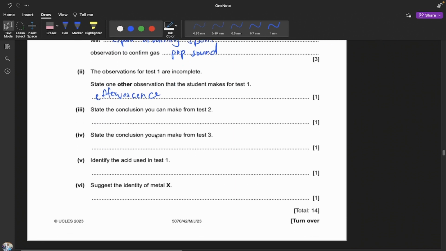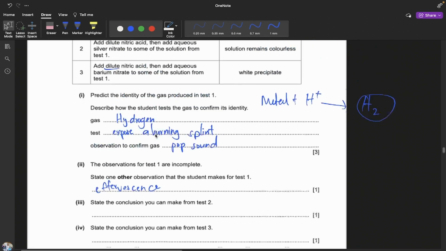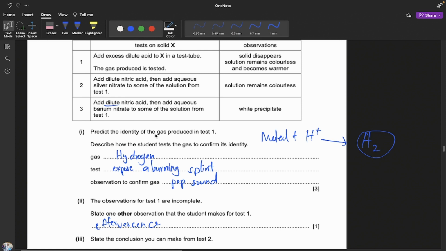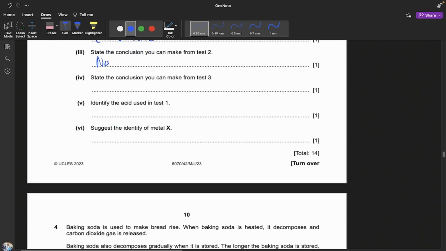Okay. Next. State the conclusion you make from test 2. What is test 2? Adding nitric acid and then adding aqueous silver nitrate to the solution from test 1. The solution remains colorless. You can say no halide ions present. This is a direct theory.